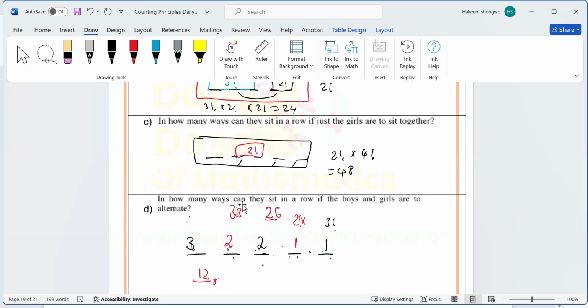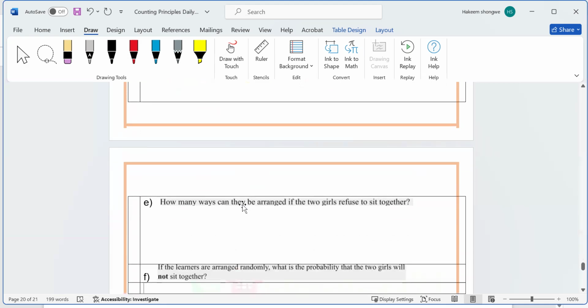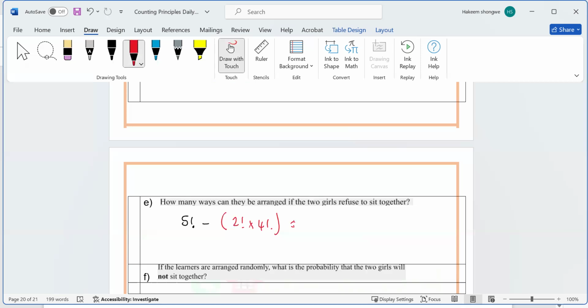So how many ways can they not be seated together? Instead of trying to do the knot, it will be best for us to try this. All in all, we have 5 factorial minus 48. How did you get the 48? I get the 48 when they are seated together. Now what did we say? As a factorial, it was 2 factorial multiplied by 4 factorial. And this one is our sample space, and this is the number of ways in which they can be seated together.